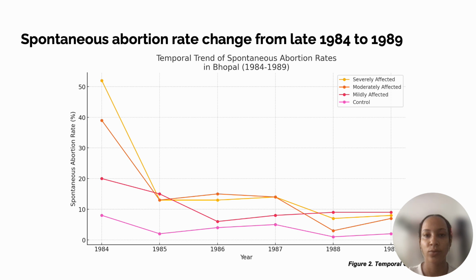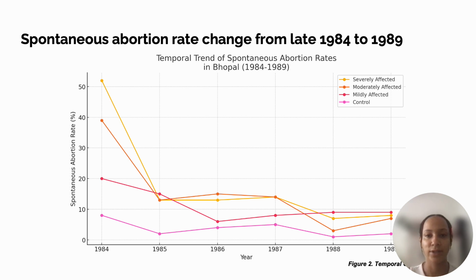This chart uses data from the Indian Council of Medical Research and is cited in July 2010 in the OEHHA report on methyl isocyanate. We plot the year on the x-axis, and the spontaneous abortion rate is expressed as a percentage on the y-axis. Each line represents a distinct exposure group, severely, moderately, and mildly affected, alongside the control group.